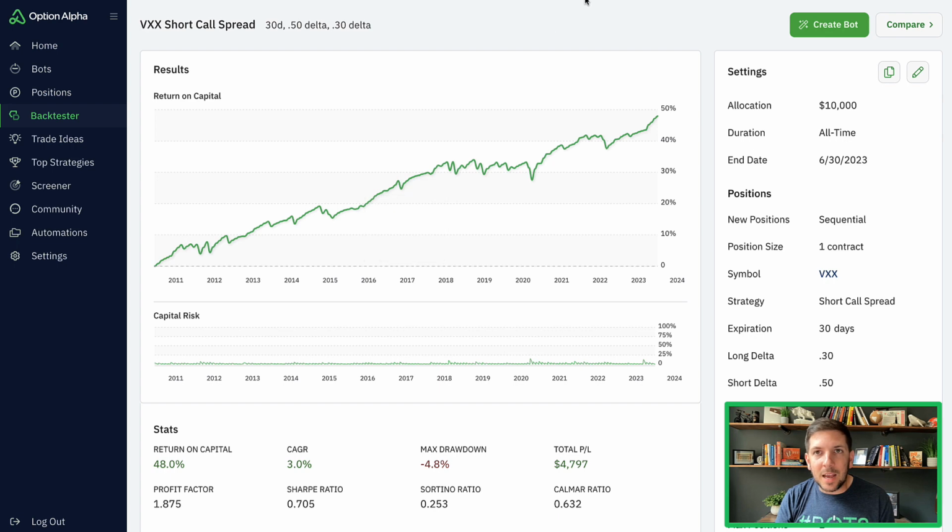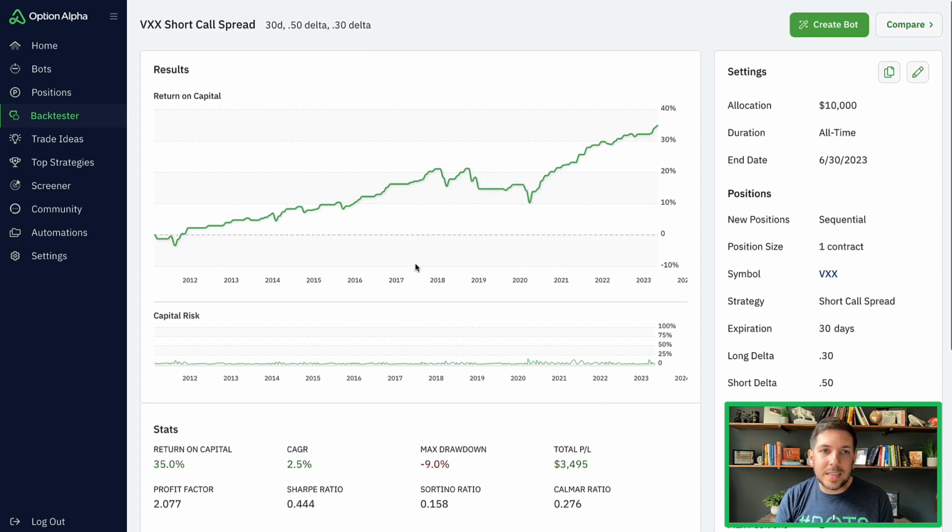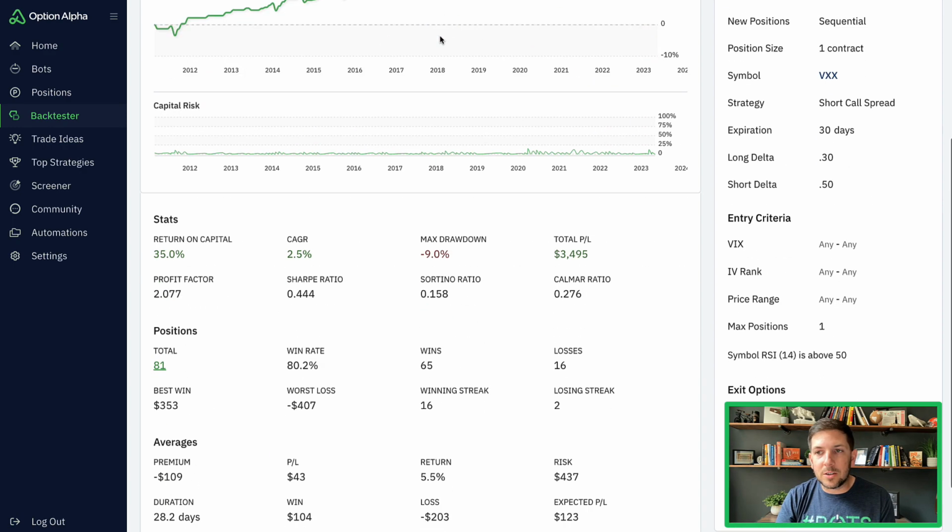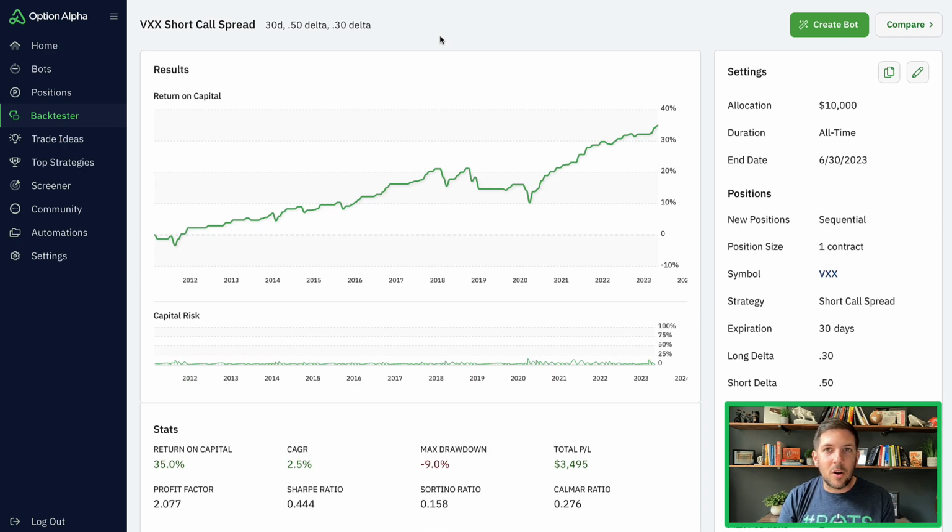But at the same time, what I think could be really cool is the ability to scale into these opportunities, where you can now take what we know for sure: that if RSI is above 50 for these VIX call spreads or VXX call spreads, it looks like a better trading opportunity. There's a better profit factor for those. So on a risk-adjusted basis, it looks like better trades.